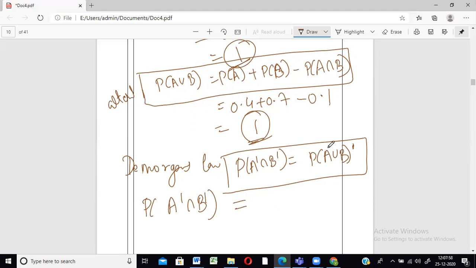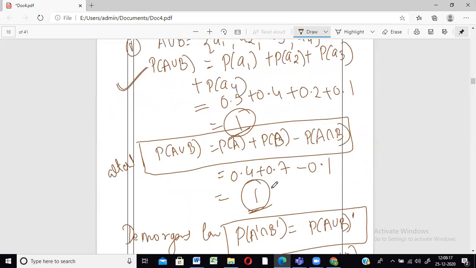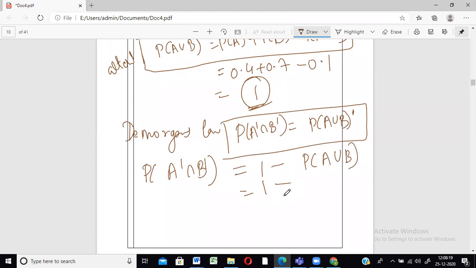That will be nothing but, of course, we know this whole thing complement. And how do we find out A complement? 1 minus probability of A, correct? So now probability of A union B complement, how will we find out? 1 minus probability of A union B. So this is nothing but 1 minus, what is probability of A union B? We just now found out that is equal to 1. So that's equal to 0. So we're getting probability of A complement intersection B complement is equal to 0.